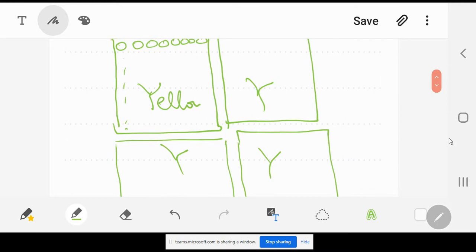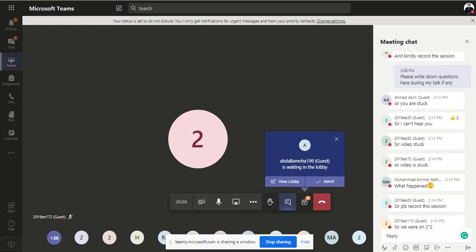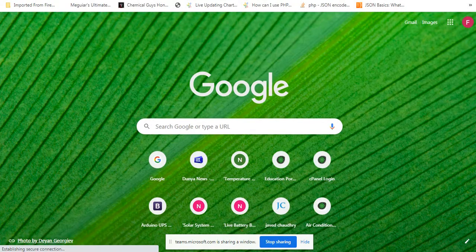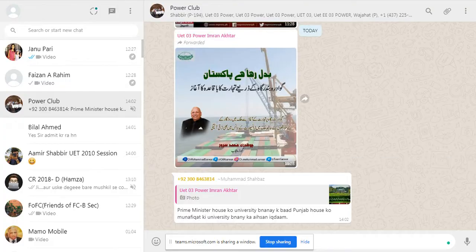Now you are fully aware that in the yellow dot matrix, if I open the yellow dot matrix data sheet in front of you, let me just open that in front of you.